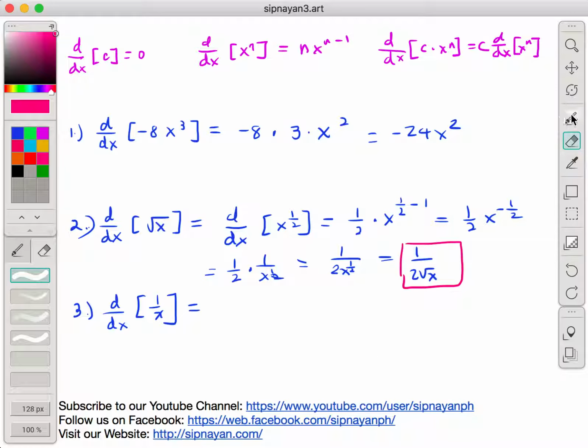Next, we have derivative of 1 over x with respect to x. Gagawin ulit natin siya sa form na x raised to n. And 1 over x is the same as x raised to the negative 1. Naalala nyo yung laws of exponent again, negative exponents.